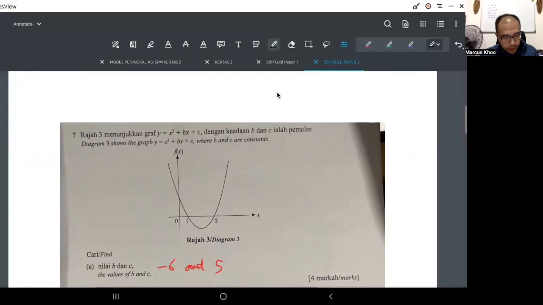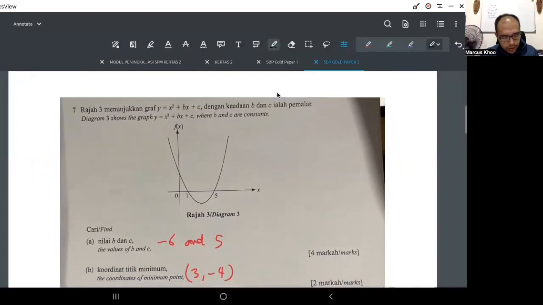Okay, number 7. Diagram 3 shows the graph of y equals x squared plus bx plus c, where b and c are constants. So first of all, find the value of b and c. Of course it's -6 and 5, that's the answer. But how you do it is you have these 2 coordinates here. This is 1 and 0, this is 5 and 0. So substitute.